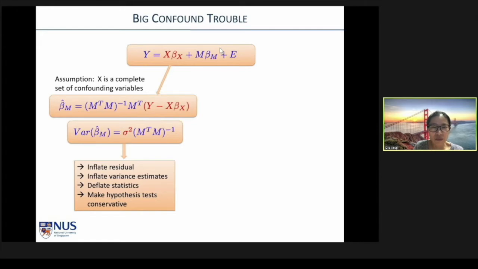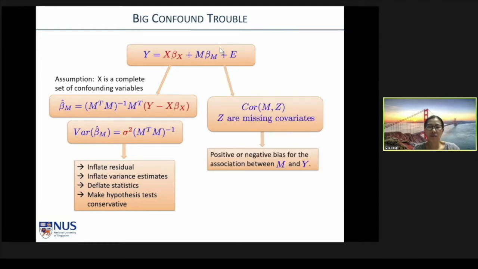In this situation, the residuals could be inflated, and the statistical results for beta down here could be deflated as well. So in such a case, the conclusions from this linear regression can make our hypothesis tests conservative. And sometimes the missing covariates Z down here can be correlated with the genetic variable we are interested in. In this situation, our statistical findings could be positively or negatively biased for the association between M and Y.